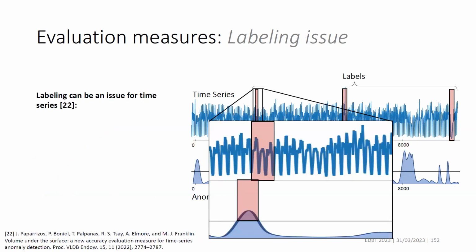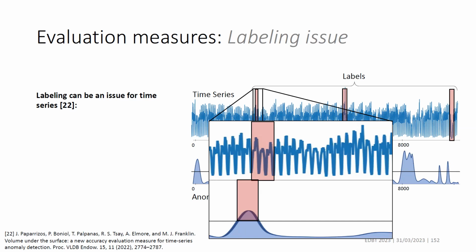And now let's talk about the issues related to time series. For tabular data, it's easy. You have a row, and this row is normal or abnormal, and then you can compute precision, recall, and everything. But for time series, here, the expert said the anomaly is here, and then the score says the anomaly is here. So is this score perfect?